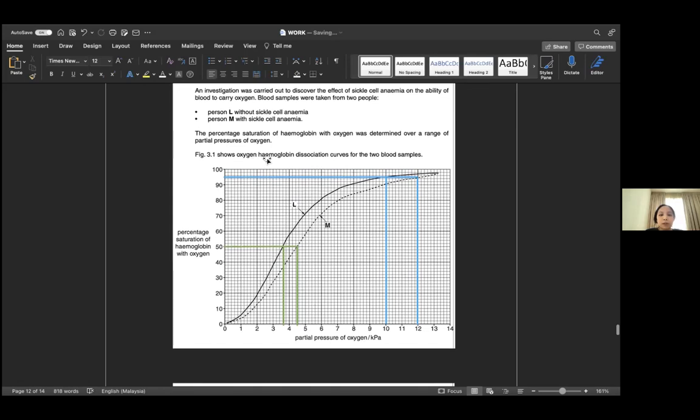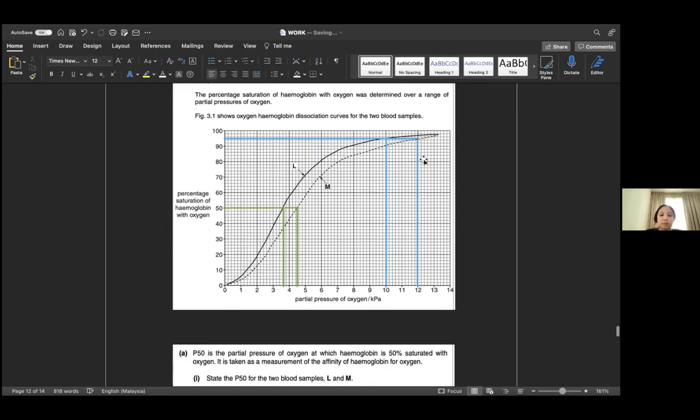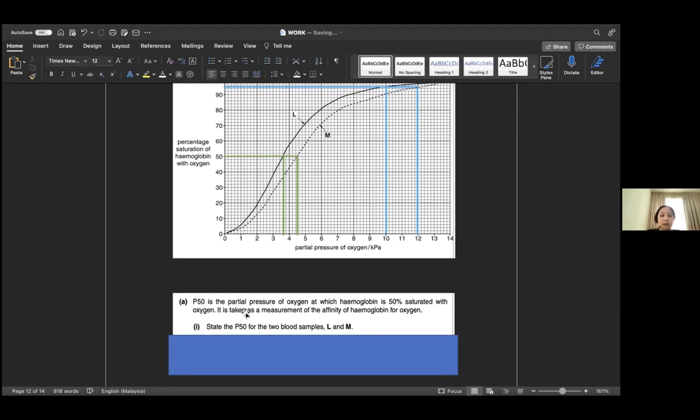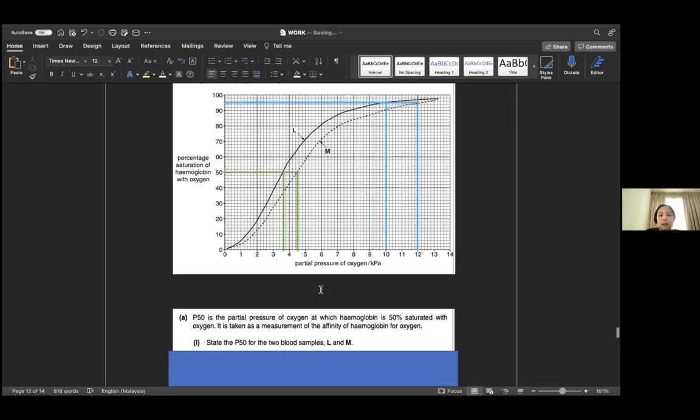Figure 3.1 shows the oxygen hemoglobin dissociation curve for 2 blood samples. This is for person L, who does not have sickle cell anemia, and this is for person M, who has sickle cell anemia. P50 is the partial pressure of oxygen at which hemoglobin is 50% saturated with oxygen. It is taken as a measurement of the affinity of hemoglobin for oxygen. State the P50 for the 2 blood samples L and M.